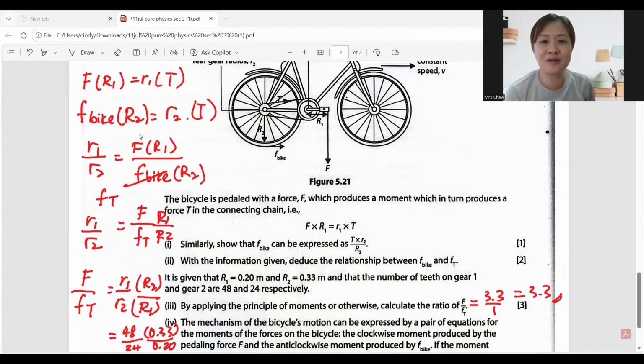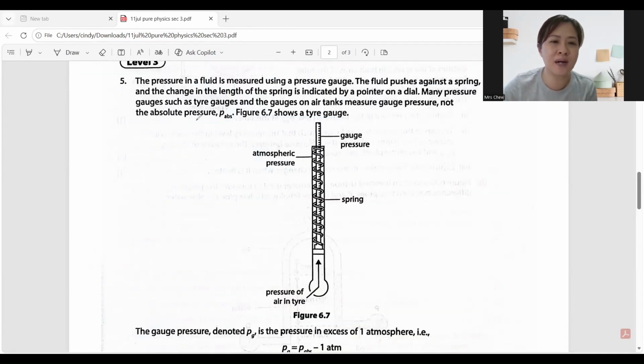Now we are going to move on to our pressure questions. Liquid pressure. Here we go. The pressure of the liquid is measured using a pressure gauge. So the fluid pushes against a spring, and then the change in the length is indicated by a pointer. Let's read for clues. Many pressure gauges, such as tire gauges and the gauges on air tanks, measure the gauge pressure.